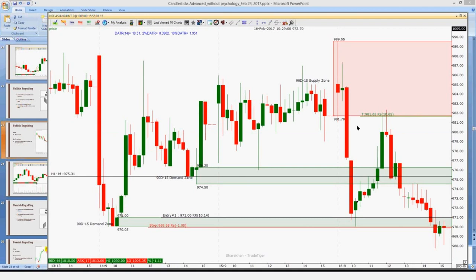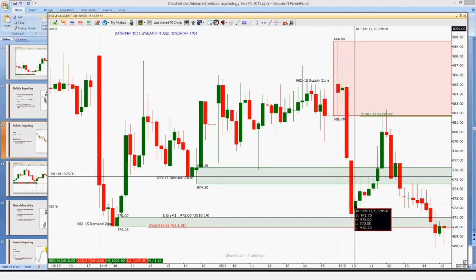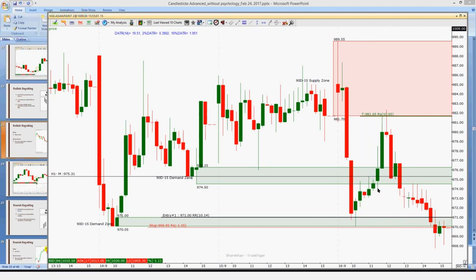And still I stand to make 10:1, right? How many candles? 1, 2, 3, 4, 5, 6, 7, 8. 8 15-minute candles. That is how many minutes? 120 minutes. 2 hours my trade is done. 2 hours I already got 10:1 intraday. What more do I want?